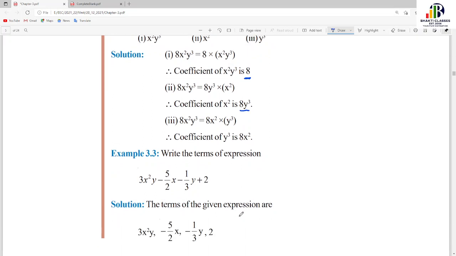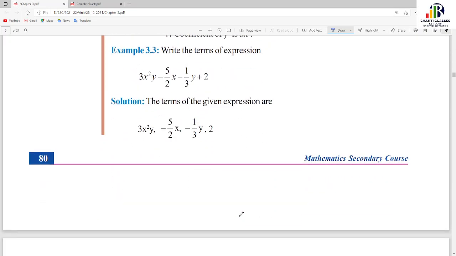Now we are coming to example 3.3. Write the terms of the expression. There are a total of 4 terms in the expression. The first is 3x square y. We must write down the terms with their sign also. The second term is minus 5 by 2x. The third term is minus 1 by 3y, and the constant term is plus 2.